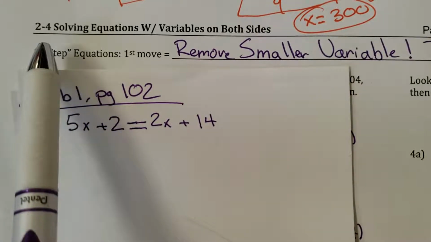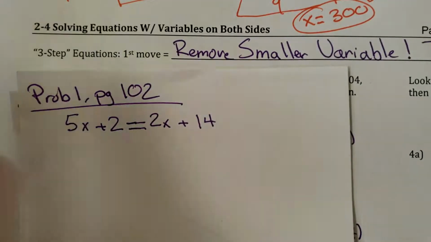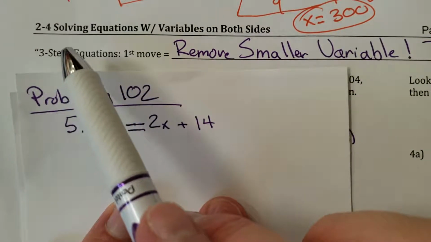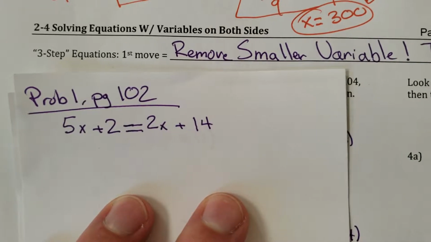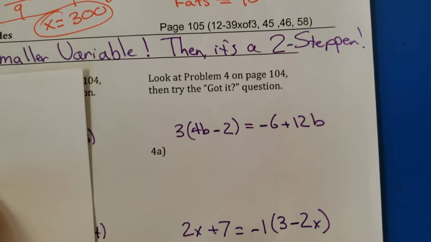Hello students, we're going over 2-4, solving equations with variables on both sides. So my number one move that you should do when you have what I call a three-step equation is you want to remove the smaller variable. Get rid of the smaller variable first, because then it's just going to be a two-stepper after that.